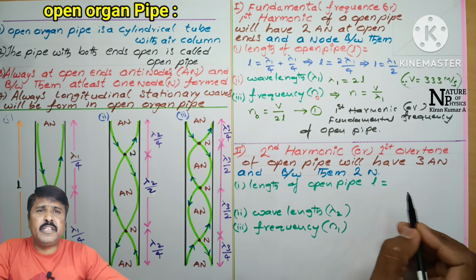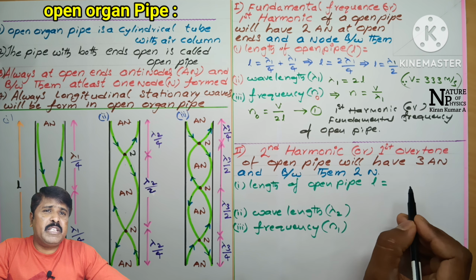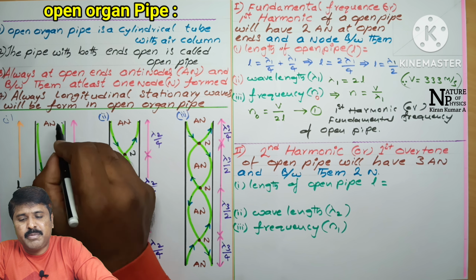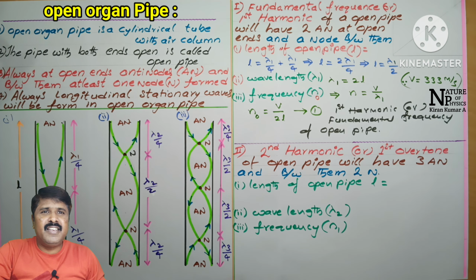Node is the zero displacement from the mean position. What is antinode, student? Maximum displacement of the particle from the mean position. See there, maximum displacement of the wave. At a node, displacement is equal to 0.